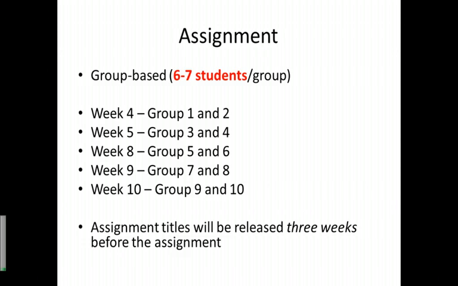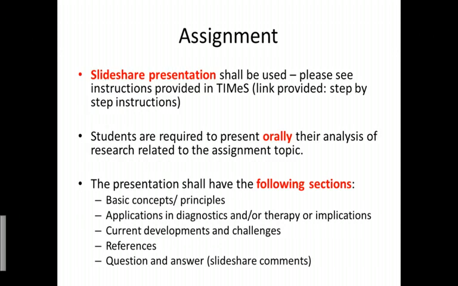The assignment is group-based, so you need to form groups of 6 to 7. I have informed you just now: week 4 will be group 1 and 2, week 5 group 3 and 4, and so on. The title will be given 3 weeks before the assignment. Now it's week 1, right? So week 4 will be the presentation week for group 1 and group 2. How do we do this assignment? There's an instruction in the Times course page, so you need to look through it. It is given in a step-by-step manner.